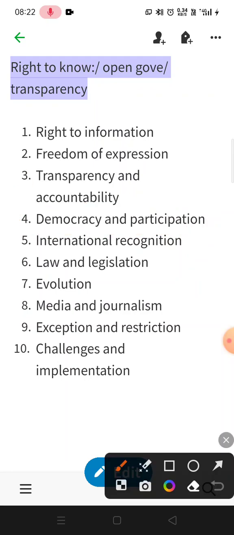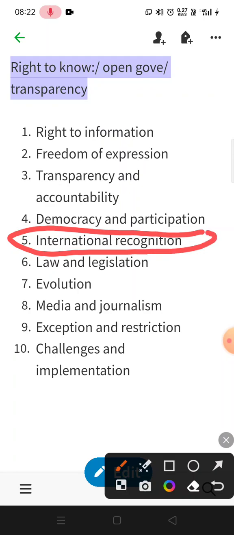The next thing is international recognition. It is not the case that only India or some one country has developed this. Internationally it has been recognized in many instances. Some of them are the Universal Declaration of Human Rights, which was held in the UN General Assembly. Apart from this, there is the International Covenant on Civil and Political Rights. Those are the international instruments which provide for the right to information, and these things are necessary as per international standards. So internationally it has been recognized in many countries.